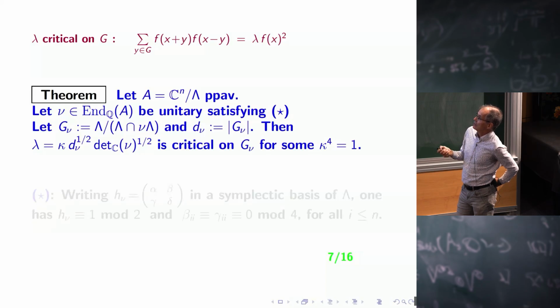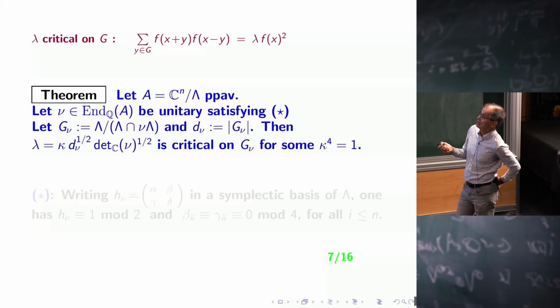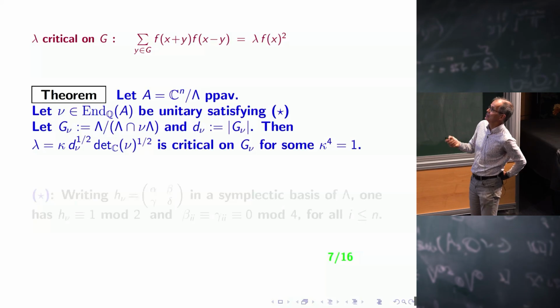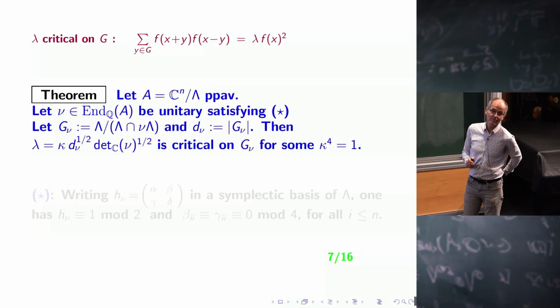And there is the part of modulus 1, which is just the determinant of this unitary operator in Cn. As a complex matrix, the determinant in Cn of nu, you take the square root.